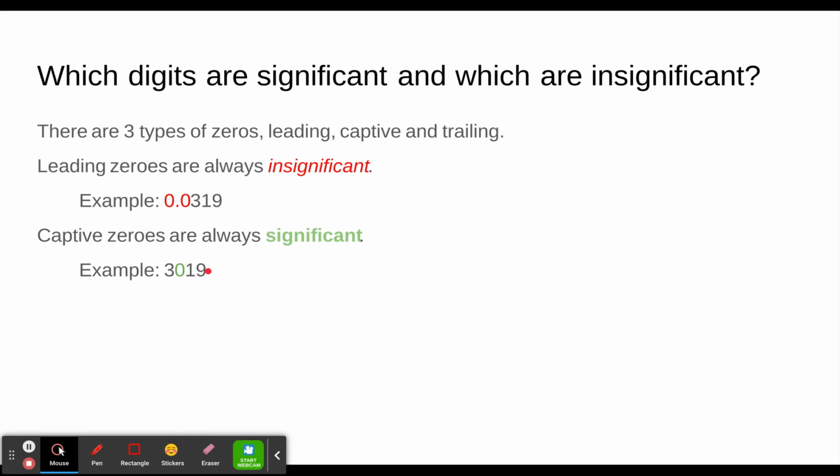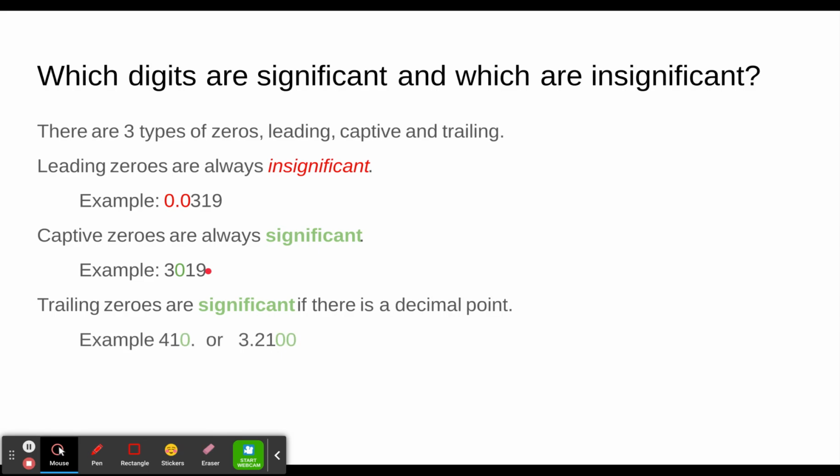Trailing zeros can be significant or not significant. Let's first look at when they are significant. Trailing zeros are significant if there is a decimal point. So here we see 2 examples of that. We see 410, and because we'd actually measured that 0 and we were sure it wasn't 411, it wasn't 409, we just add the decimal point there, and that's like a signal that that 0 is actually measured instead of just being a placeholder.